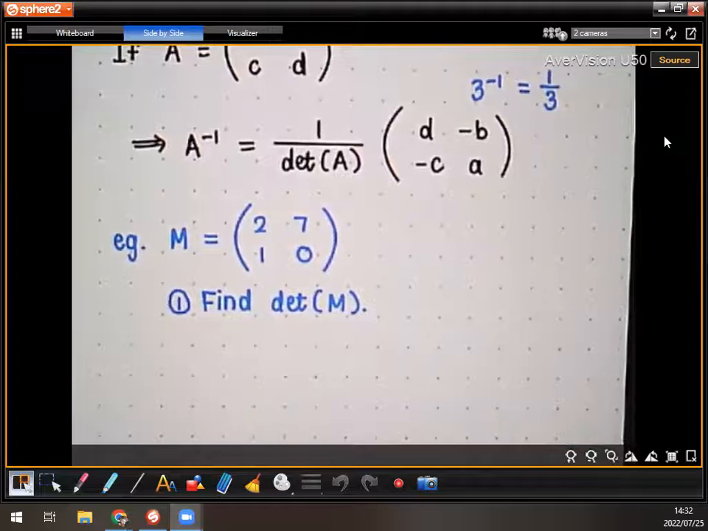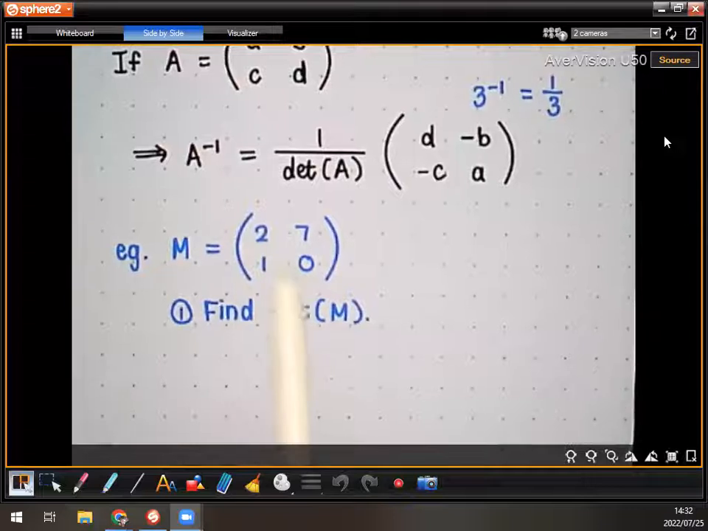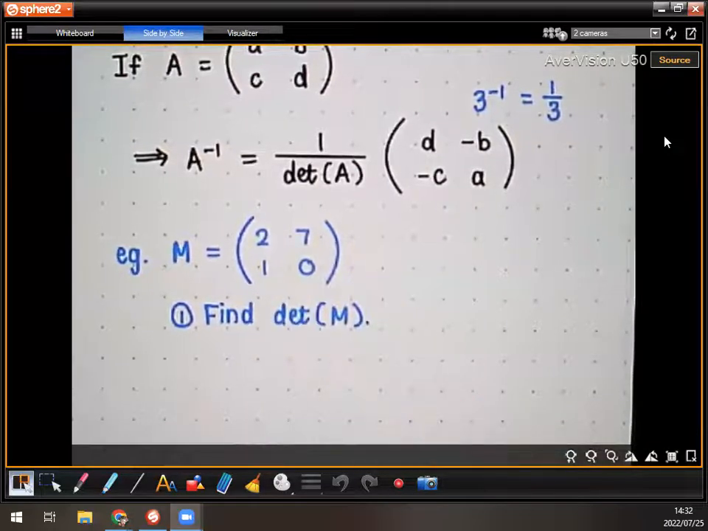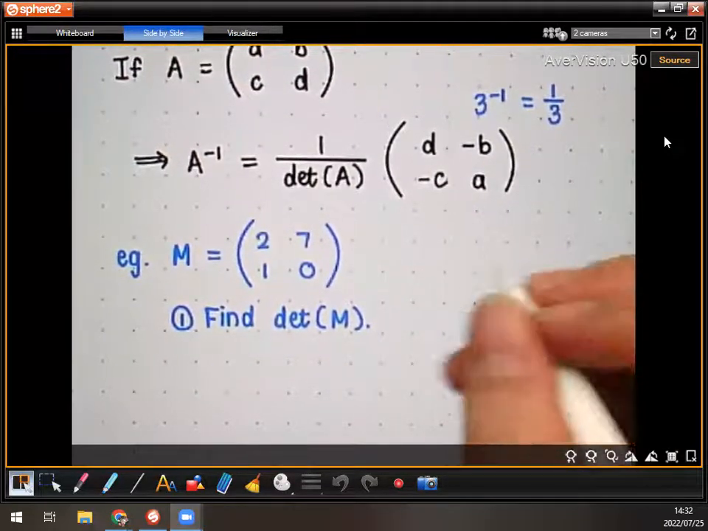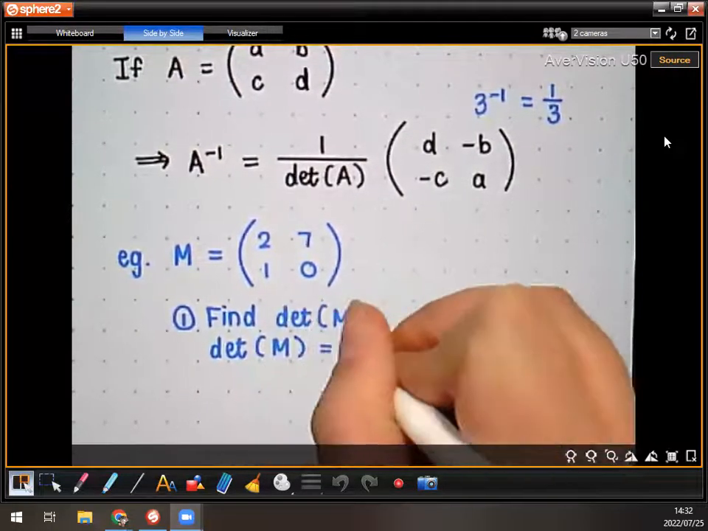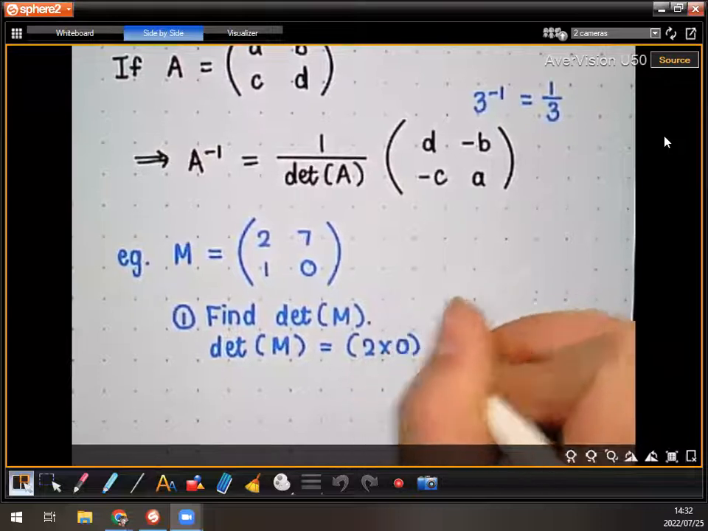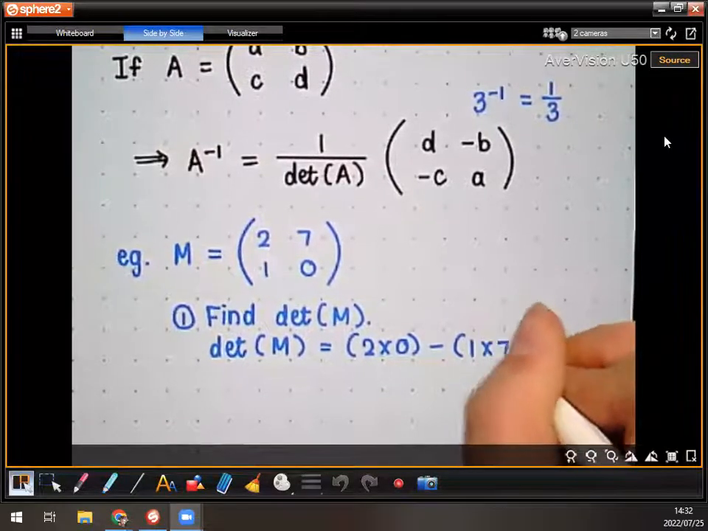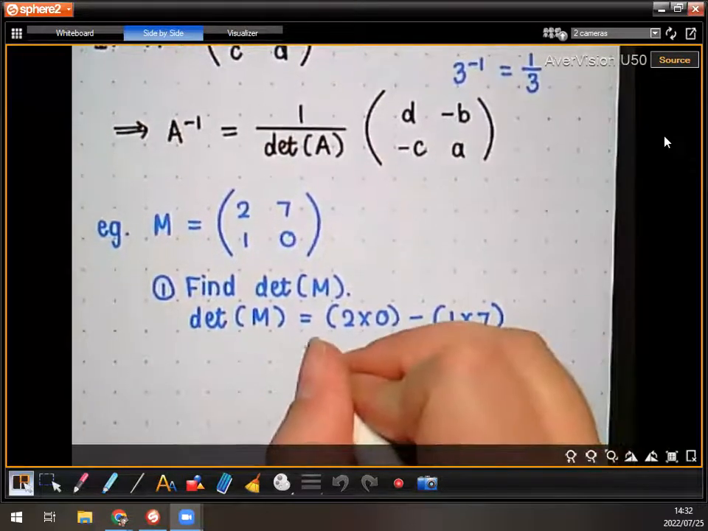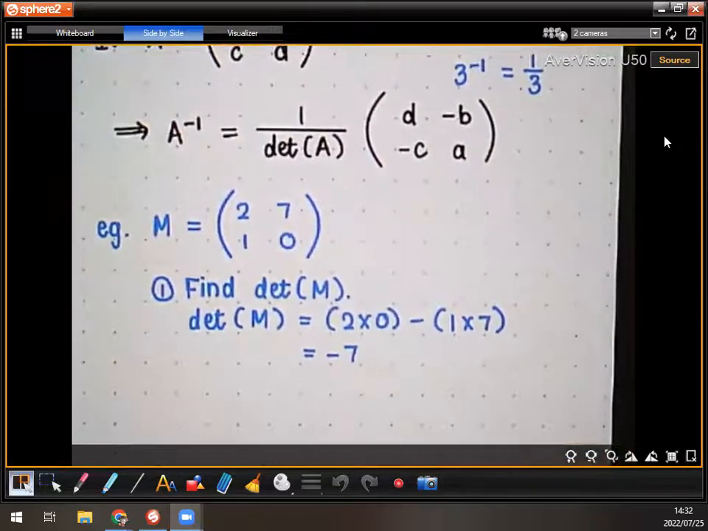Now we must remember our method, right? We multiply the elements of the leading diagonal. So 2 times 0 is 0, minus the product of those two elements. 1 times 7 is 7. So 0 minus 7 is negative 7. Not a trick question, no? So I'll write it out again. 2 times 0 minus 1 times 7. Like I said, you can do this in your head, or you can do it on the calculator if you worry that you might lose track. So the answer there is negative 7.